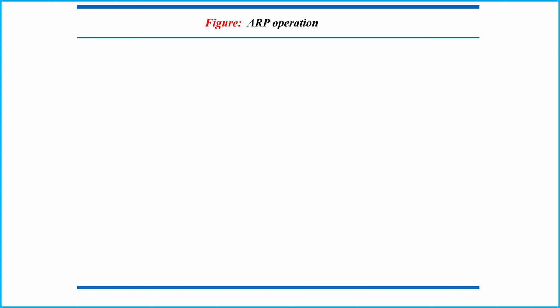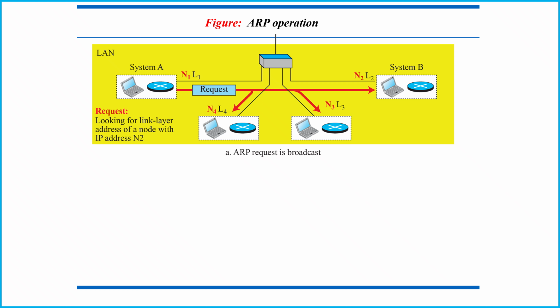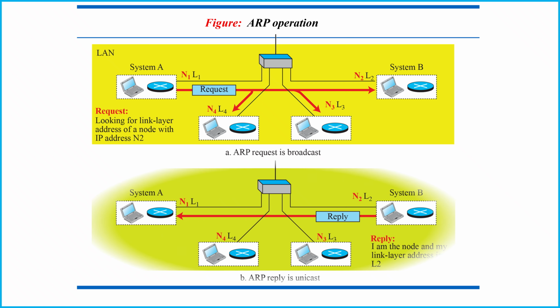Now we will see the operation of ARP. Initially, when a system A wants to send a message to system B, it will send a broadcast message to its neighboring nodes present in that network. The system that is being requested will accept that message and send a reply message. After this connection is established, it will start to send the message through unicast mode.